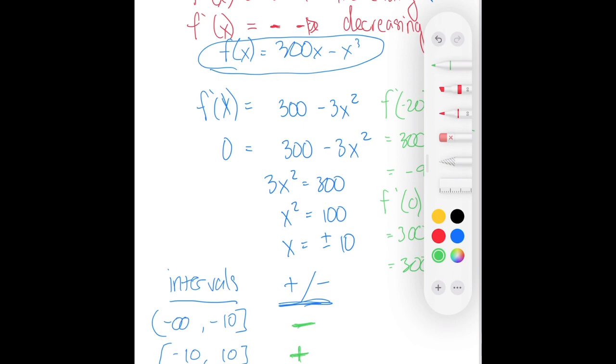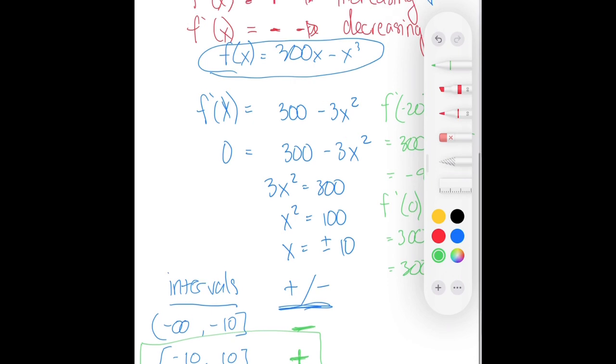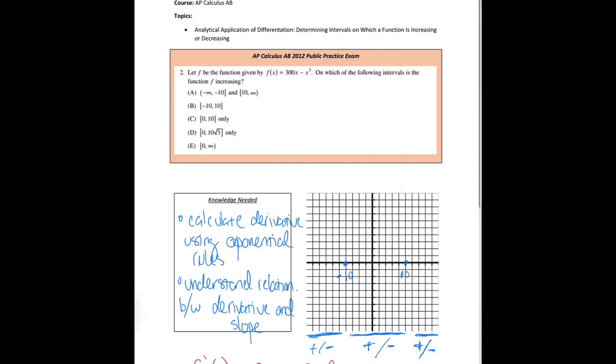All right, so there you have it. We figured out what the intervals would be by figuring out where we have 0 slope. We tested numbers within each of those intervals to understand, hey, is our graph increasing or decreasing? And we found that it's within this interval here from negative 10 to positive 10 where we're going to have positive slope, which means that our graph is increasing. So if we look at the question here, it asks, on which of the following intervals is the function f increasing? That's going to be b, negative 10 to 10.